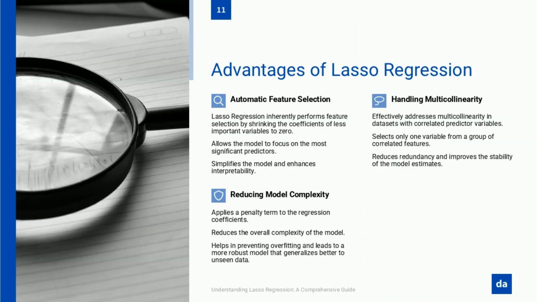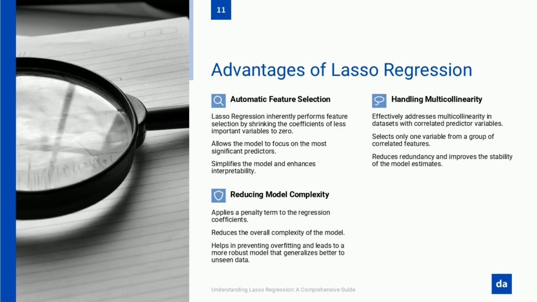Now that we've seen how lasso regression handles feature selection, prevents overfitting, and deals with multicollinearity, let's zoom out and look at the big picture: the major advantages of using lasso regression and why it's such a powerful tool in machine learning and data analysis. One of the biggest strengths of lasso is its ability to automatically perform feature selection. In traditional regression, you have to manually decide which variables to keep and which ones to remove. That's time-consuming, and it often leads to human bias. But Lasso does this for you.